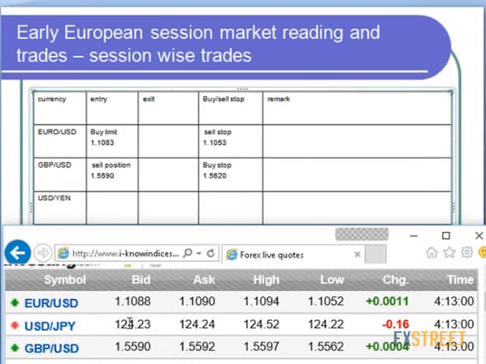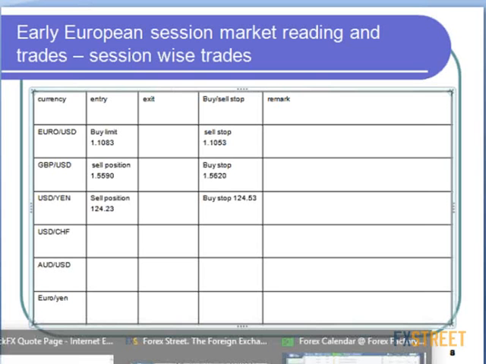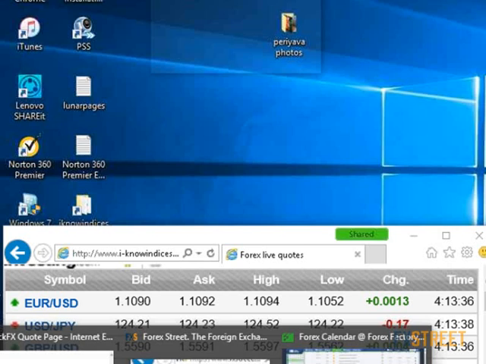Then in the case of yen, I was telling you they breached the initial low and are staying below that. So we'll try to take a sell position, 124.23, with the hedge order, 30 pips above.